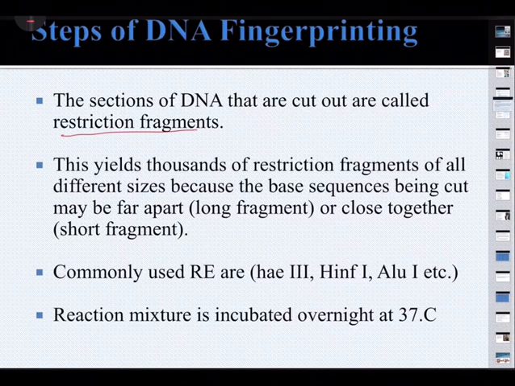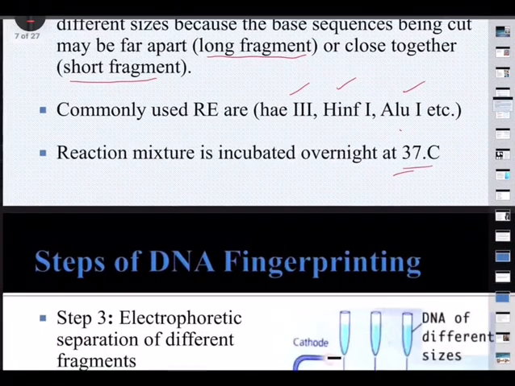This yields thousands of restriction fragments of all different sizes because the base sequences being cut may be far away, giving long fragments, or close together, giving short ones. So we may get a mixture of long fragments and short fragments. Commonly used restriction enzymes are HaeIII, HinfI, AluI. The reaction mixture is incubated overnight, this is compulsory, at 37 degrees centigrade.